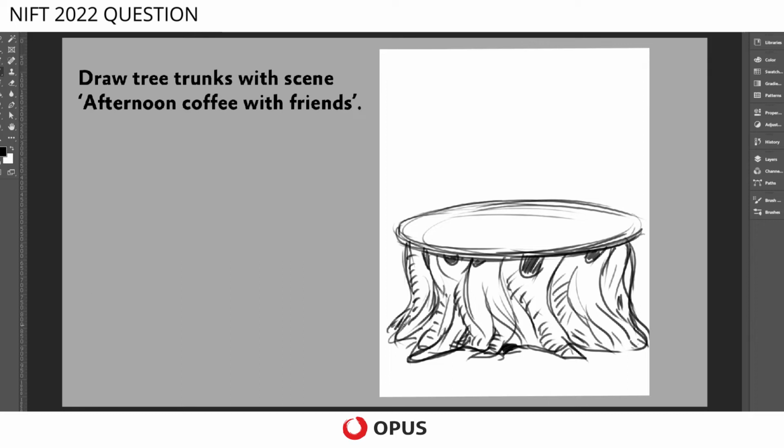after that you can start adding certain figures here which show some people sitting by the side of the table and having coffee.